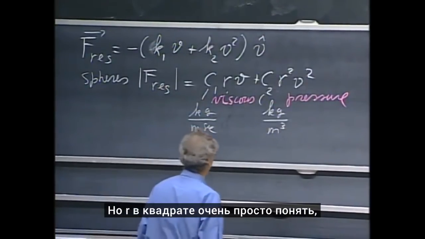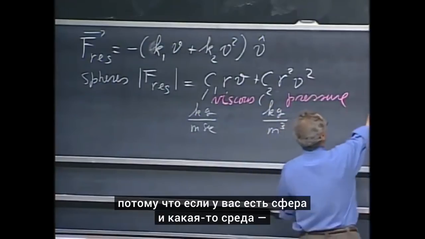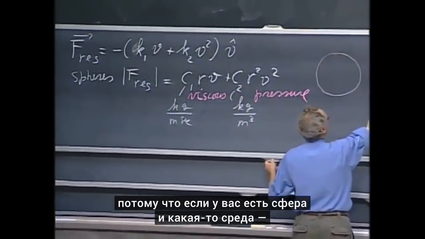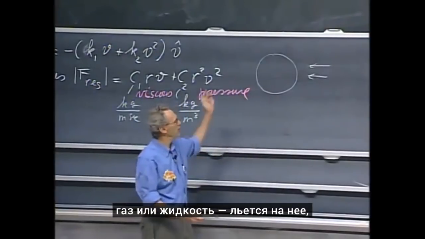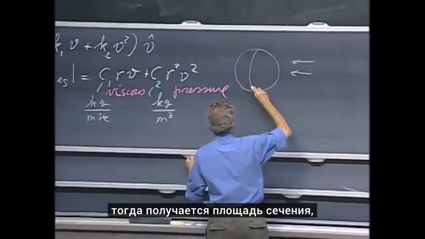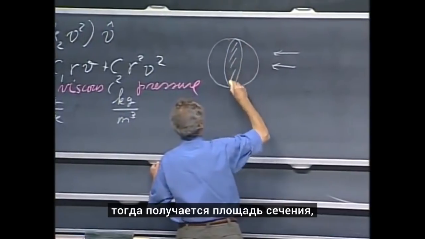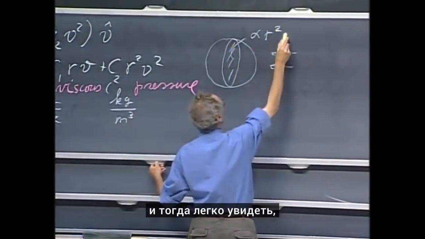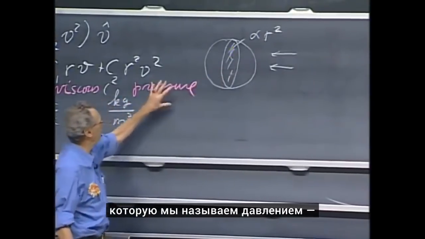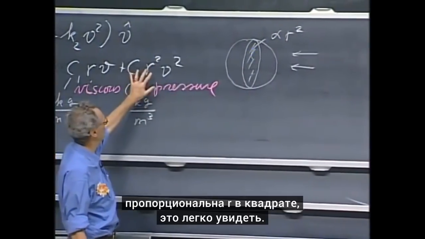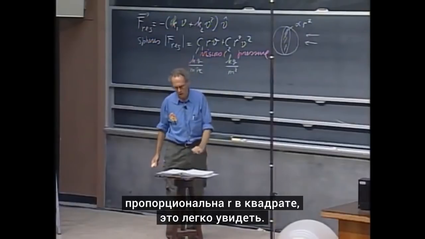But the R square is very easy to see, because if you have a sphere and there is some fluid, gas or liquid streaming onto it, then this has a cross-sectional area which is proportional to R squared, and so it's easy to see that the force that this object experiences, we call it the pressure term, is proportional to R squared. So that's easy to see.